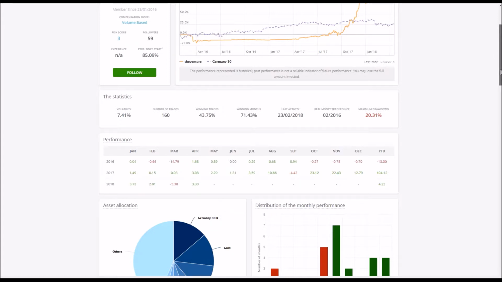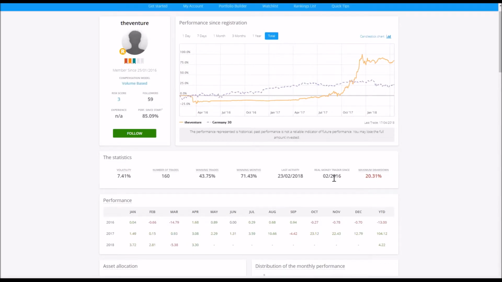And this is always an important one, real money trader since, because people can build up a track record on a demo account and then switch over to trading with real money, and their demo account is counted as part of their track record. So you'll sometimes see people who've got a 2-year track record, but have only been trading with real money since, for example, March of this year. And again, I'm sure if you've ever done any trading, you know that once you make the switch from play money to real money, the psychology is very different, but not in this case here. The venture has been a real money trader since Feb 2016.